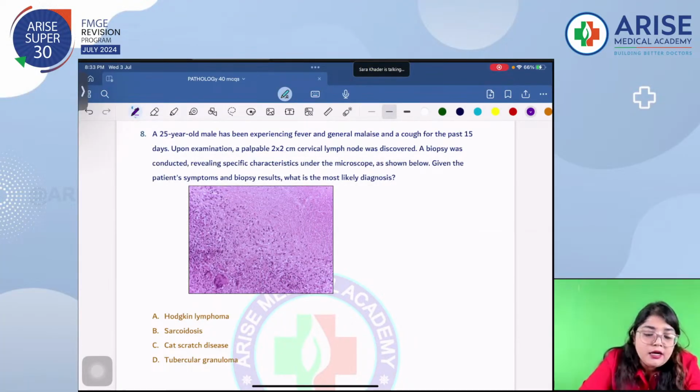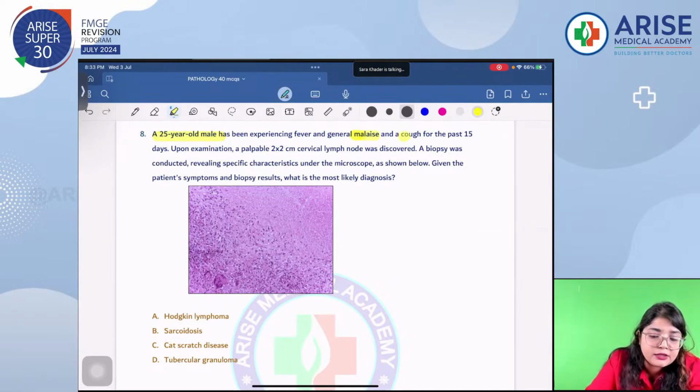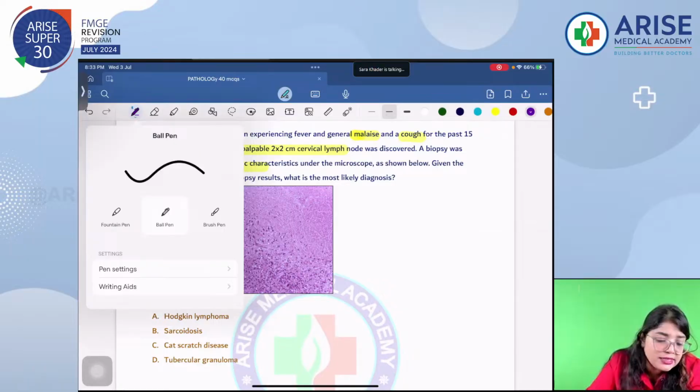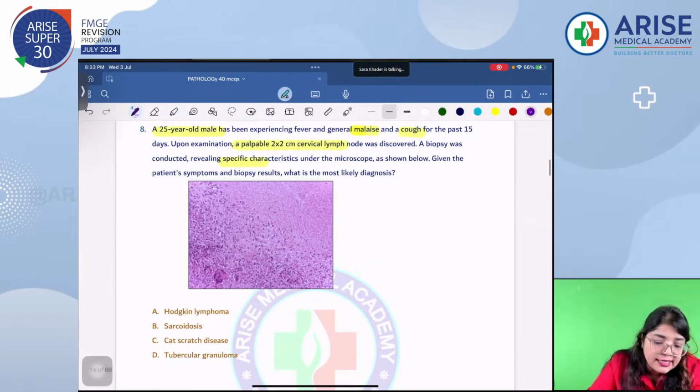Look at this. A 25-year-old male has been experiencing fever, generalized malaise, and cough for the past 15 days. Upon examination, there is a cervical lymph node. A biopsy was conducted revealing specific characteristics under the microscope as shown below. What is the most likely diagnosis? Guys, can anybody tell me?